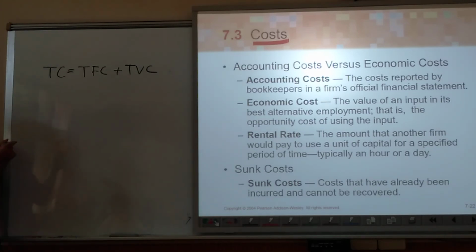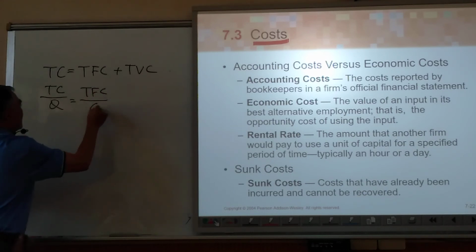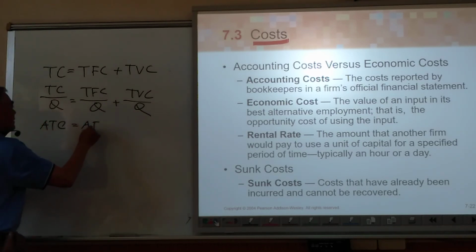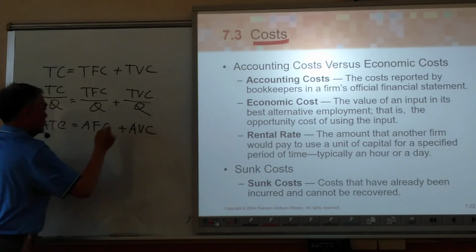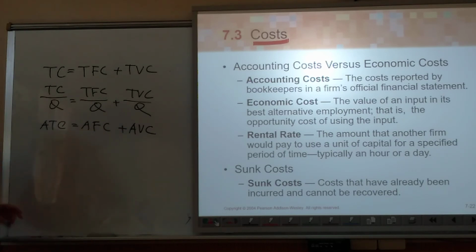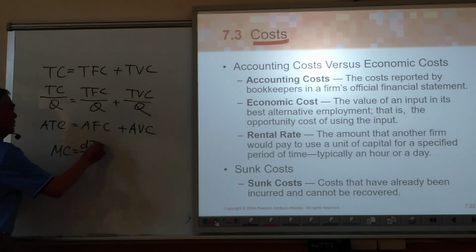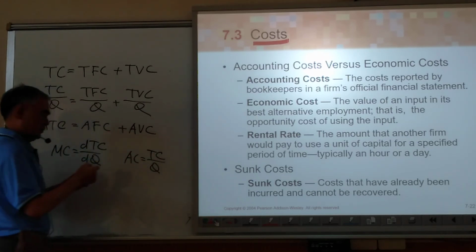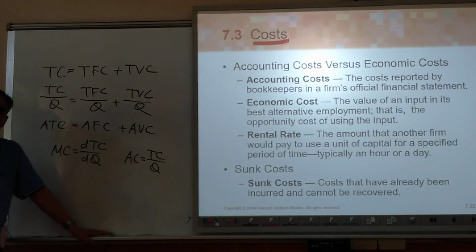And now we're going to talk about the average. So TC divided by Q is equal to TFC divided by Q plus TVC divided by Q. So here you have ATC equal to AFC plus AVC. Questions? And then we talk about marginal cost. Marginal cost is equal to the changes in total cost due to changes in output, and average cost is total cost divided by output. And from here, also this is in the homework, we are trying to figure out the relationship between marginal cost and average cost.